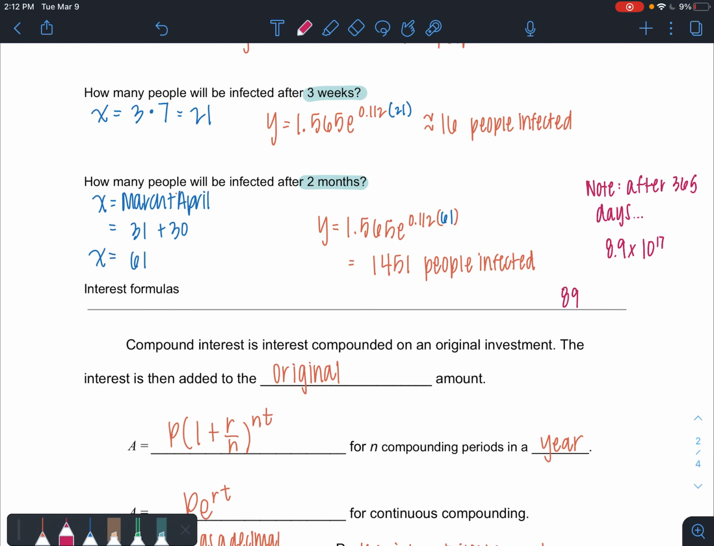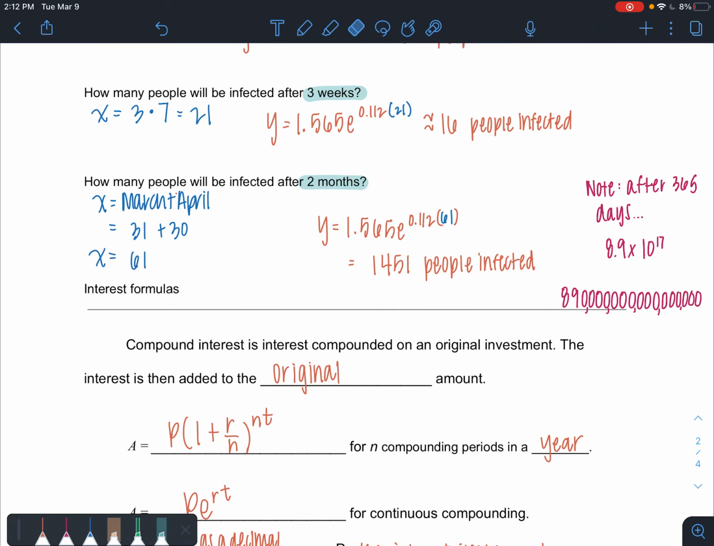So this is what this number would look like. 8, that's 1, 2, 3, 4, 5, 6, 7, 8, 9, 10, 11, 12, 13, 14, 15, 16, 17. So that is how many people? So that's 1,000, a million, a billion, a trillion, a quadrillion, a quintillion. So we've got a lot of people with coronavirus.